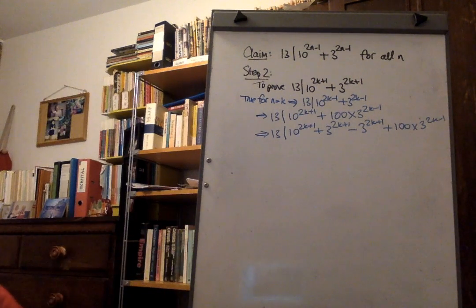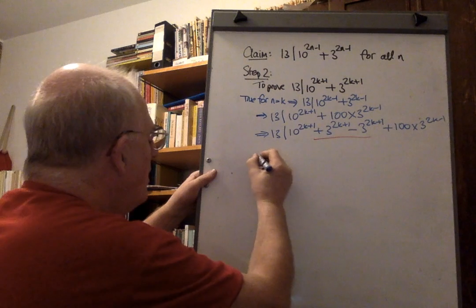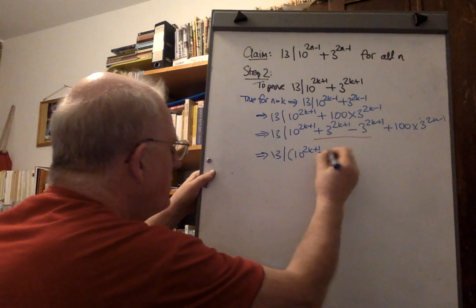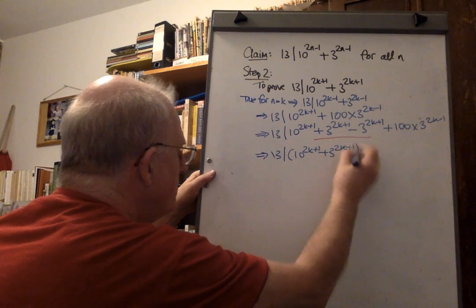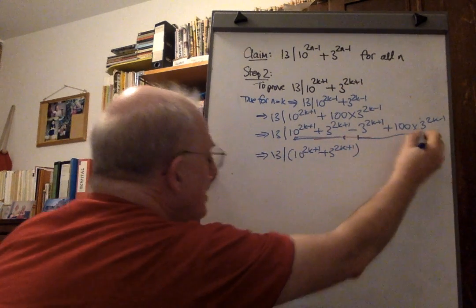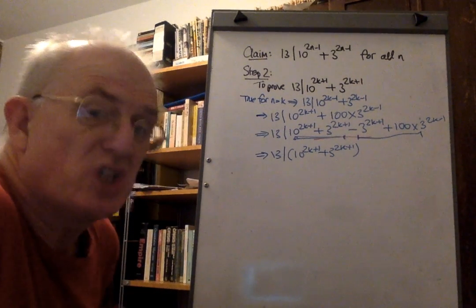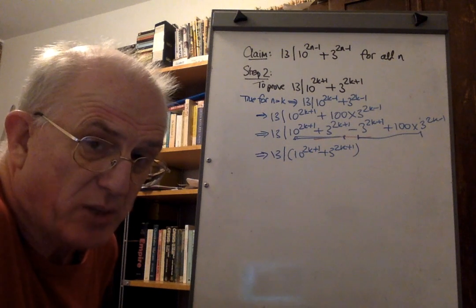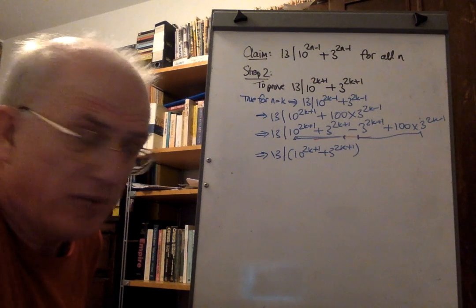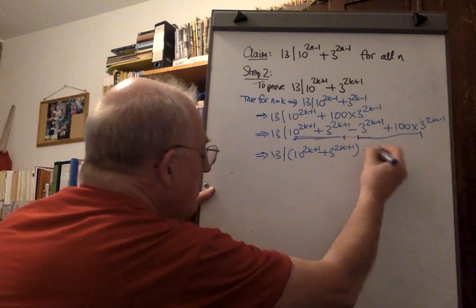Right, so that's okay because we've just added something and taken it away. Then we can collect those terms. We've got 10 to the 2k plus 1 plus 3 to the 2k plus 1. That's all that bit. What have we got here? We've got minus 9. That's minus 3 squared times 2 to the k minus 1, because 3 to the 2k plus 1 is 3 squared times 2 to the k minus 1. So we've got minus 9 plus 100, that's plus 91.